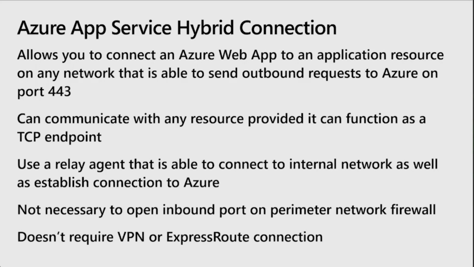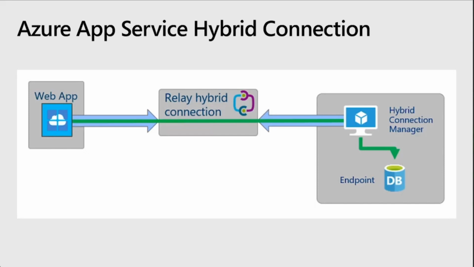Again, with this technology, it's not necessary to open an inbound port on your perimeter network firewall. And of course, it doesn't require that you have a VPN or an ExpressRoute connection. So in this diagram, you can see that you've got a web app running in the cloud. You've got a system that's running on premises that's hosting the Relay Hybrid Connection. Now, if you want, you can have the Relay Hybrid Connection on the data source itself, which is what I'm going to show you in the demo, or you can have the data source on another system. For example, you can then configure Hybrid Connection Manager to connect through to the endpoint, such as a database.